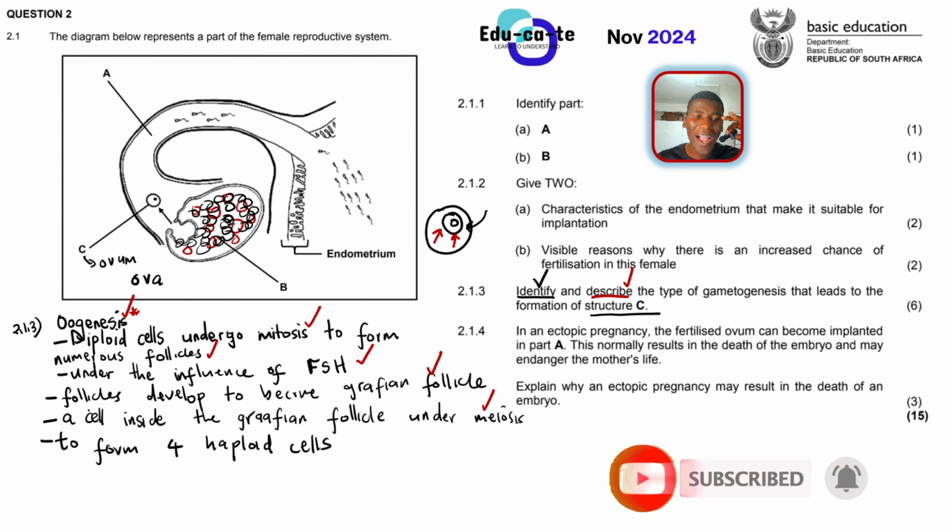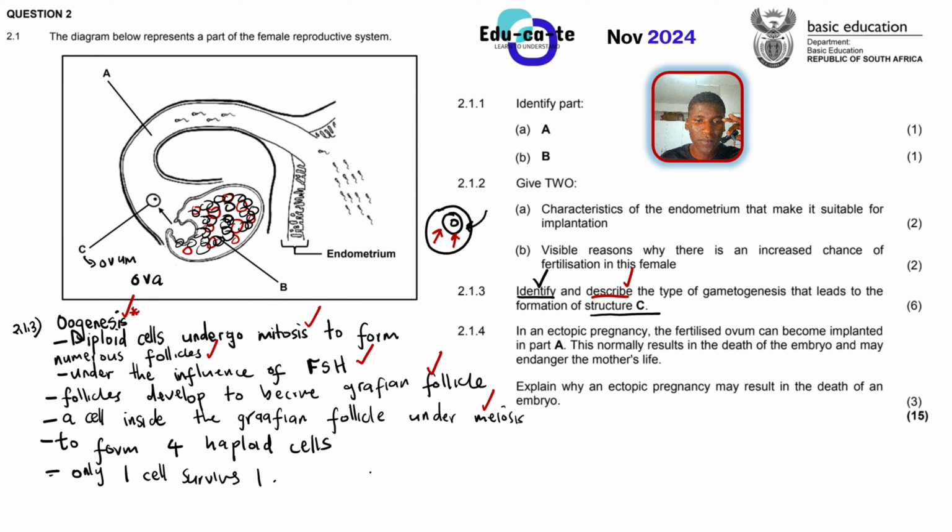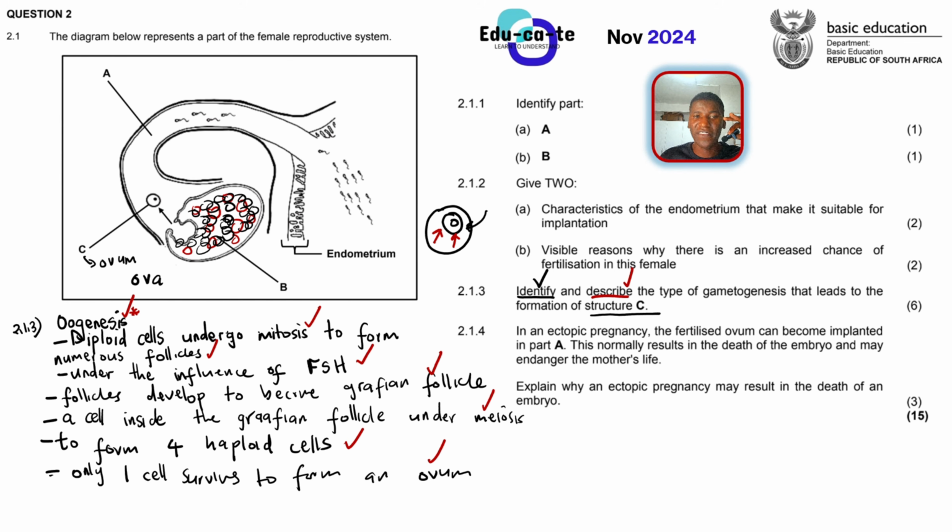Why is that? I don't know. But basically, only one will survive. Only one of those 4 cells survives to form an ovum, a mature ovum. You can say it in your own words, but only one of them will survive. So we're going to take at least 6 marks from this, but actually only 5 marks.